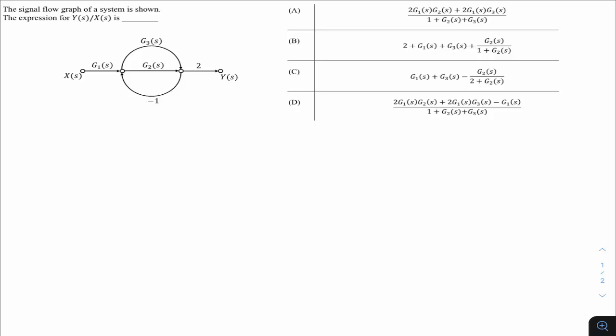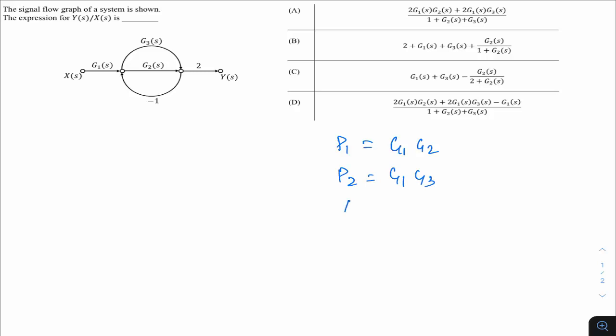Forward path means the path from input to output. So this is one of the paths, this straight one, and the second path is this way. I cannot go this way because this arrow is in this direction, right? So there are 2 paths. P1, the straight path, whose gain is G1, G2, and P2, which is basically G1, G3. There are only 2 paths.